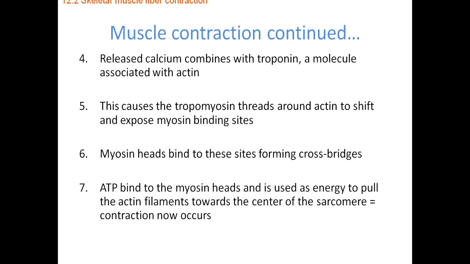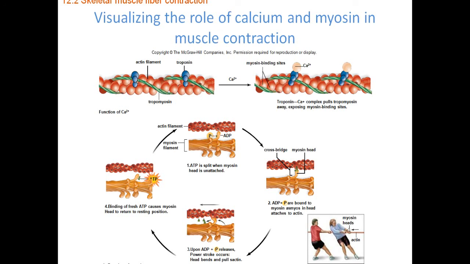Now troponin is wrapped around actin. I'll show you in a minute. When that happens, it causes these tropomyosin threads that are covering actin to shift. What's going to happen is the myosin heads are going to go into these sites. Then ATP will bind to the myosin heads, and it's going to be used as energy to pull. That's what actually makes it come closer together. So let me show you.